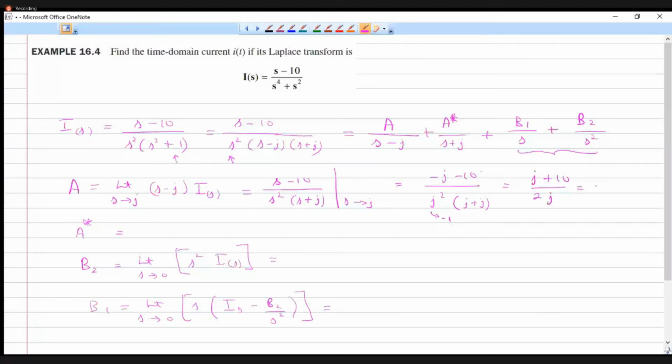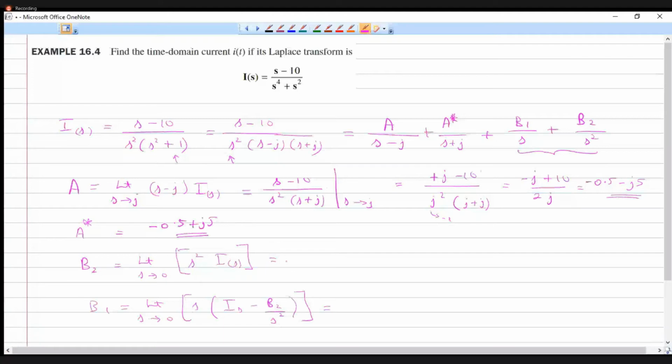Now bring this to the numerator, so this j will get cancelled, so it will be equal to 0.5, and 10 by 2 is equal to 5, and 1 by j is minus j. So we'll have one minus sign here, minus j5. So that is the constant for the first principal part, that is A by s minus j. Here it should be plus, right? So it will be minus 0.5 minus j5. Once you have A, then A conjugate will be equal to minus 0.5 plus j5.